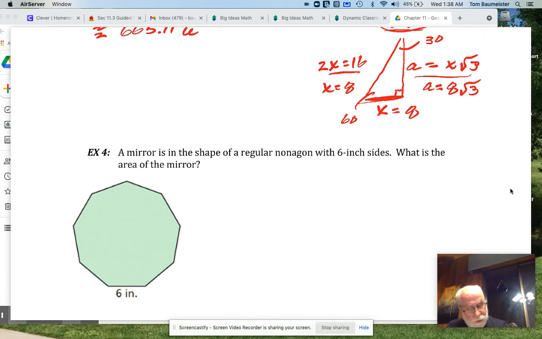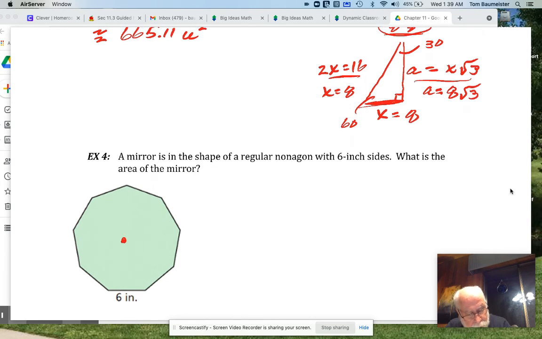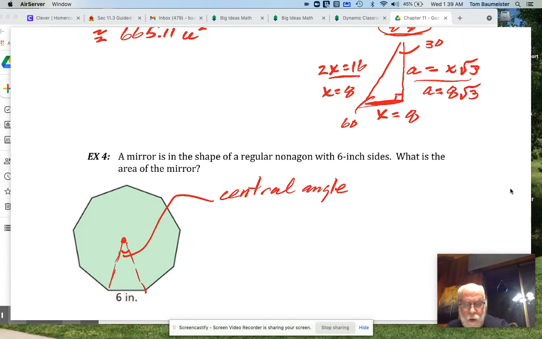So on this one here, I'm going to have to kind of draw everything now. Here's the center of the circle. All right, and I'm going to take one of these sides and I'm going to draw my 2 radii. So then that is going to give me my central angle, which is going to be 360 divided by 9, which will give us 40.